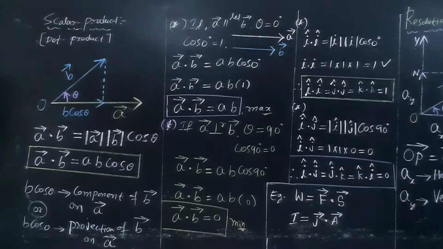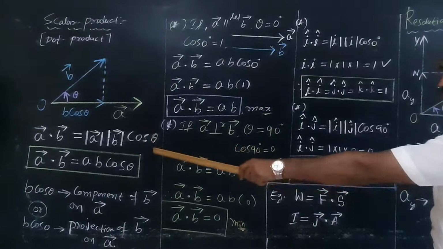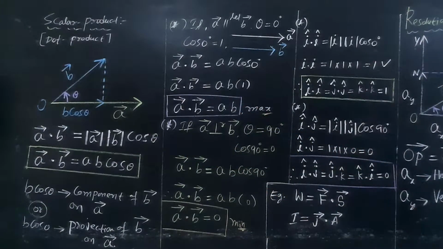So what is the resolution of vectors? We'll move on to it, please copy this. This is the complete concept of scalar product, the dot product. Even current is also called a tensor. Even though current has both magnitude and direction, if you operate with a dot operation, you will get a scalar quantity. That's why current is a scalar quantity. Current is a tensor. Please copy the things.